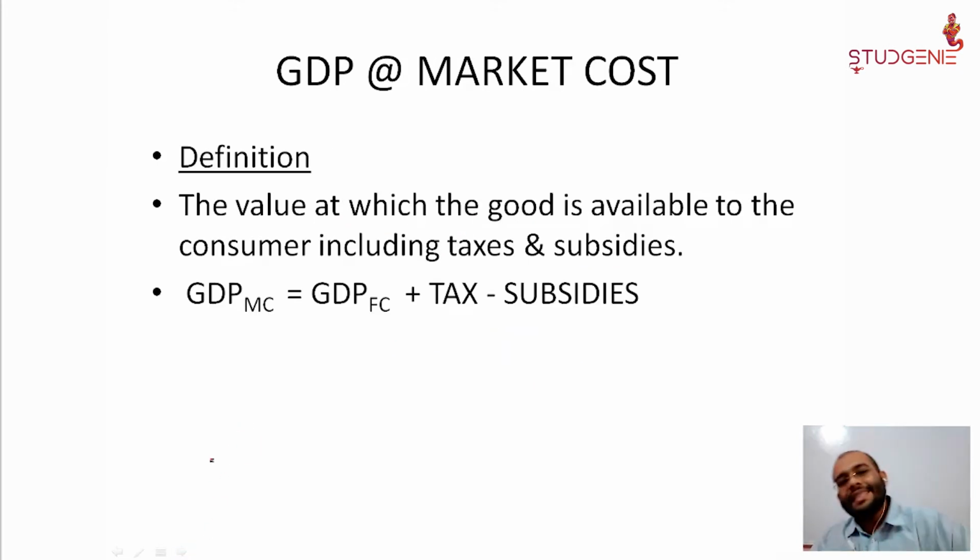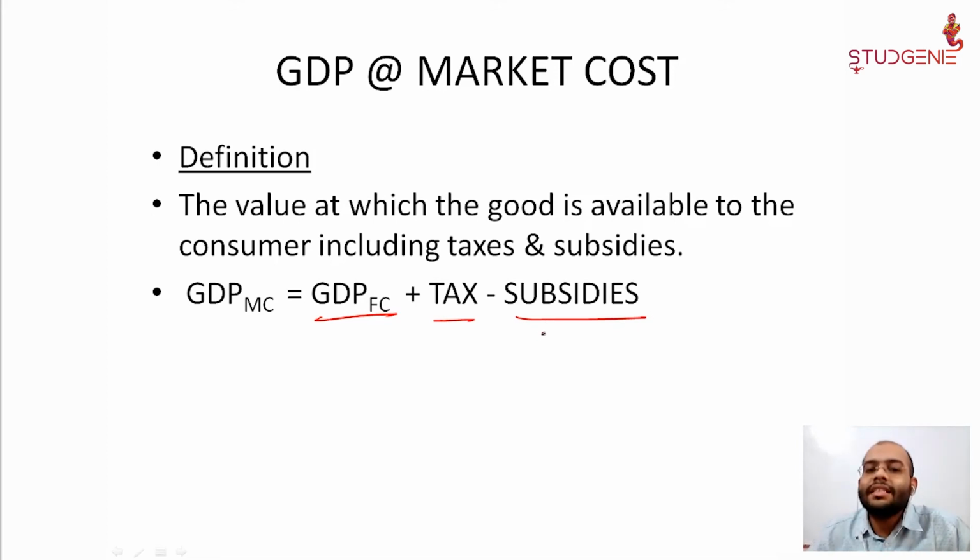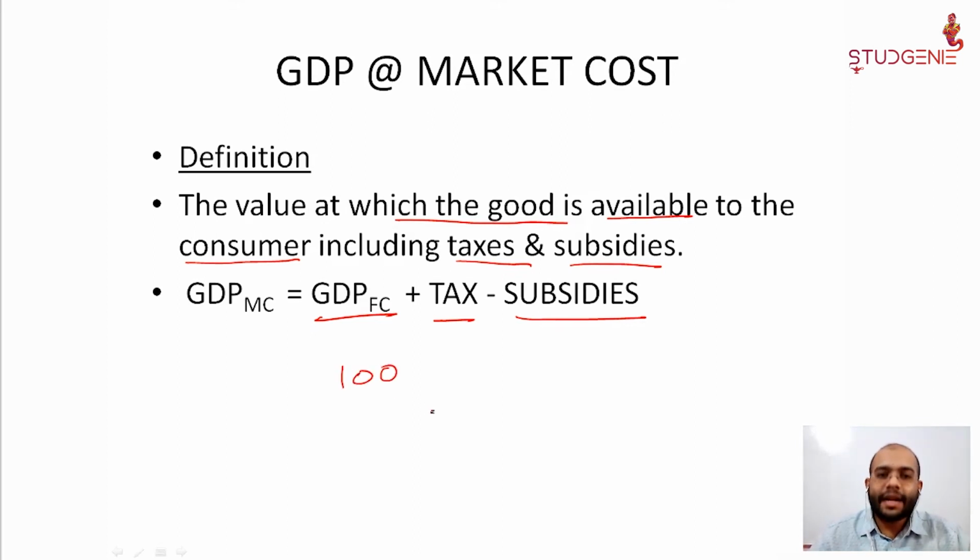GDP at market cost is nothing but GDP at factor cost plus the taxes imposed by the government, as well as minus subsidies. The subsidies are also provided by the government. It is the value at which the good is available to the consumer, including taxes and subsidies. Suppose there is a good where 10% tax exists and rupees 5 is the subsidized amount. Then if that is available for rupees 100 at the factory gate, your 10% tax is rupees 10 minus rupees 5 as subsidy. It is available to the consumer at rupees 105. And if a consumer buys 1 kg of it, then the GDP contribution is rupees 105.